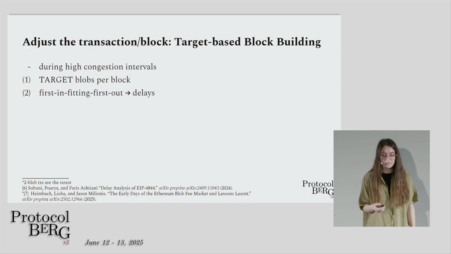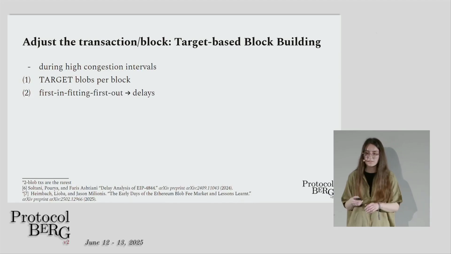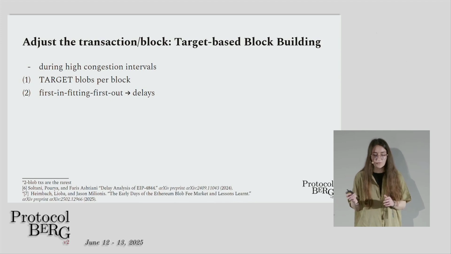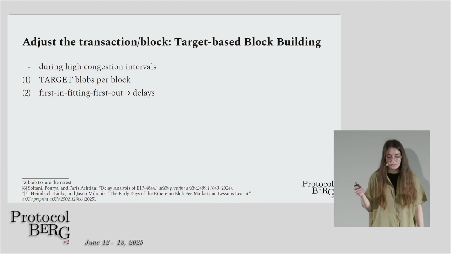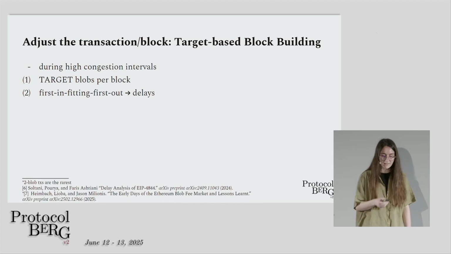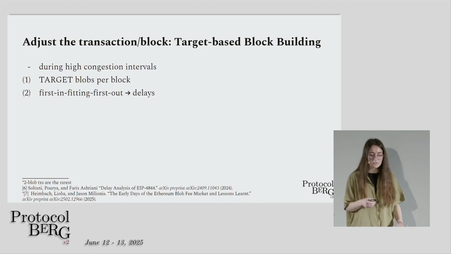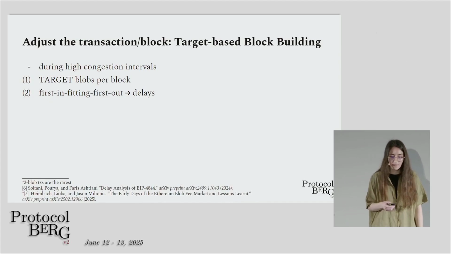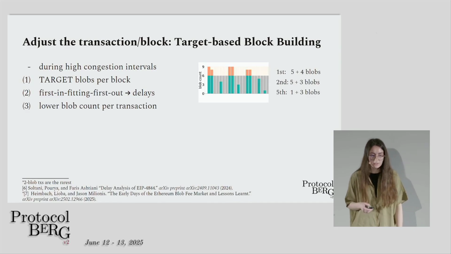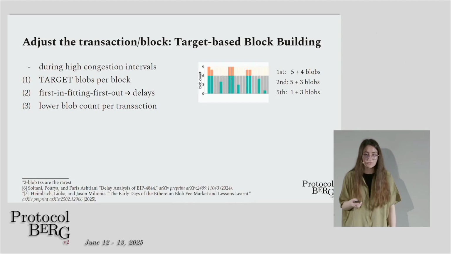And this could work in a first-in, first-out method. So we look at the transactions, and when building the block, we just take the first one and then the next one that fits in, and so on. But this means that we also skip over some transactions, so those would actually incur some delay. One way to make sure that we don't run into that is to lower the blob count per transaction.